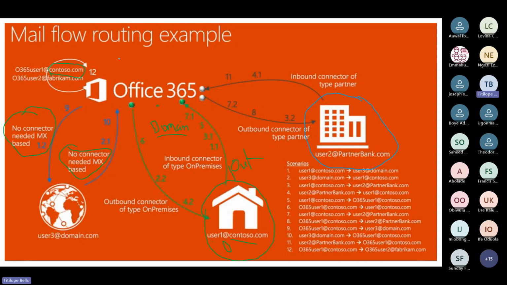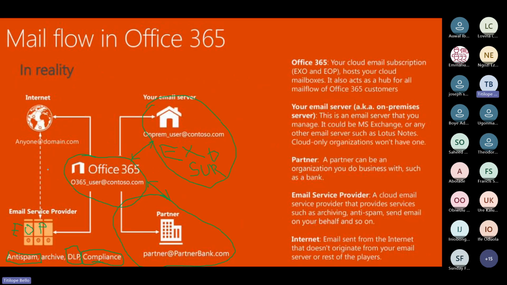Anytime email comes in to Exchange Online, it's going to go to EOP, then check the connectors that I have there based on the email address of the user. Is the user in the cloud, or on-prem, or is he a partner organization? It will check accordingly and use the corresponding connectors to send email to the respective destination.